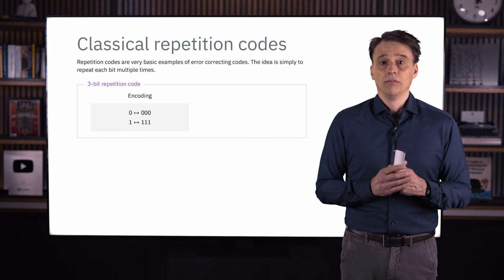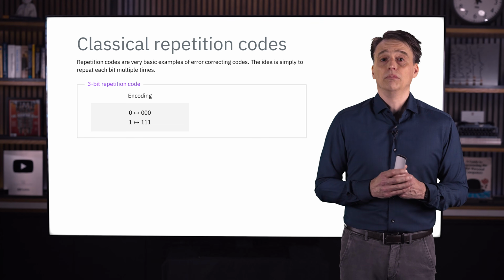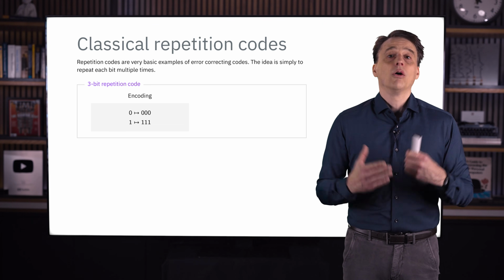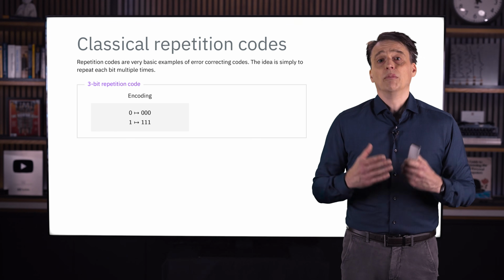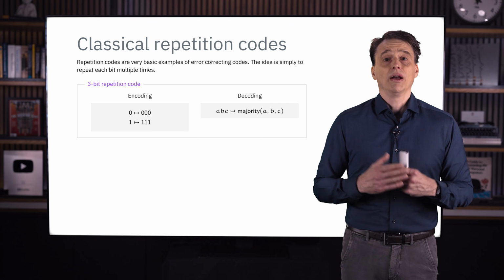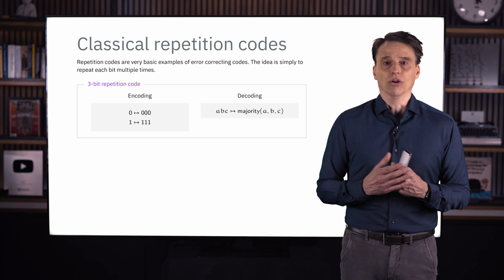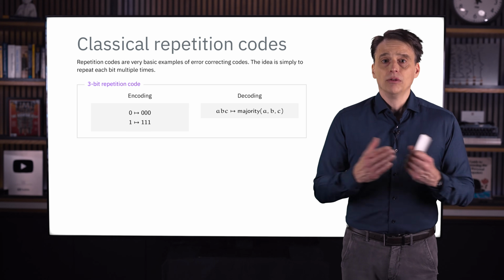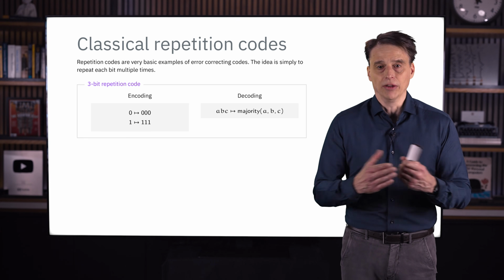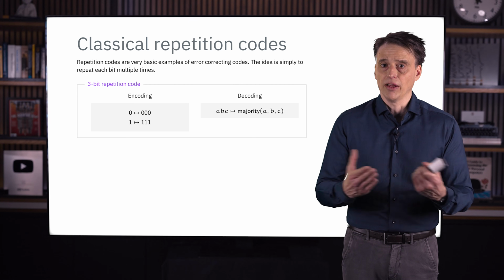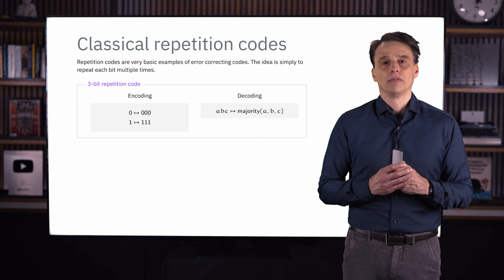But if there was an error and one of the bits flipped, let's say, meaning that a 0 changes into a 1 or a 1 changes into a 0, then we can still figure out what the original bit was by seeing which of the two binary values appears twice. Equivalently, we can decode by computing the majority value, or in other words, the binary value that appears most frequently.